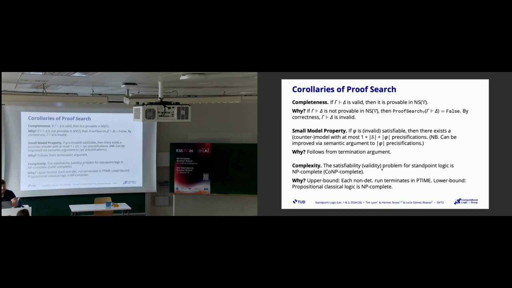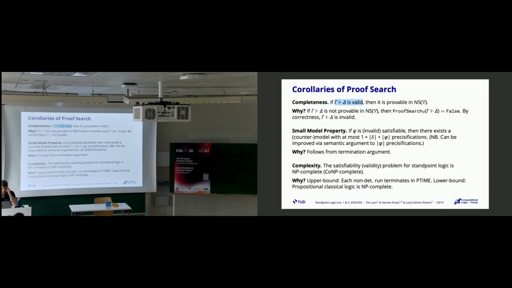It turns out that completeness is a corollary of the proof search algorithm. The proof search algorithm gives completeness, because if a nested sequent is valid, then if you plug it into the algorithm, it will find a proof of it. It has to, by the correctness theorem. So that gives completeness of our system. So we have a sound and complete system for standpoint logic.